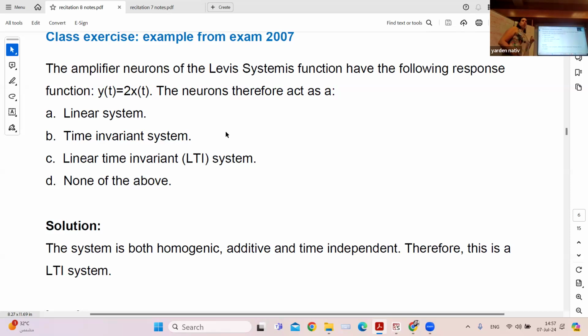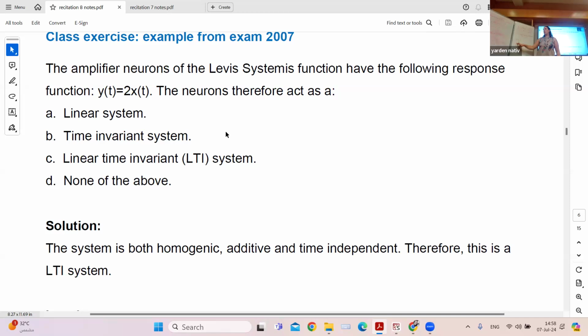Can you repeat why it's time invariant? So let's see. Let's say that x(t) equals the number 1, right? Therefore, y(t) equals 2 times 1. So we can see here that it is independent of time. It just takes the same output. It doesn't matter if this output is now or later. It is always the same.